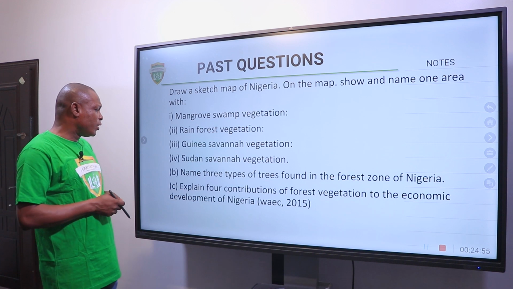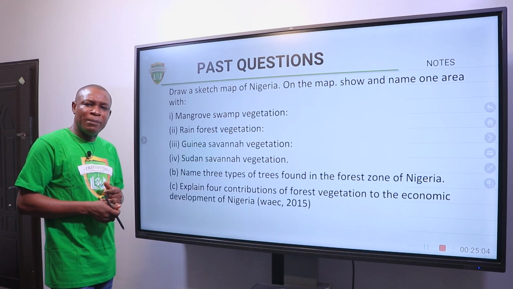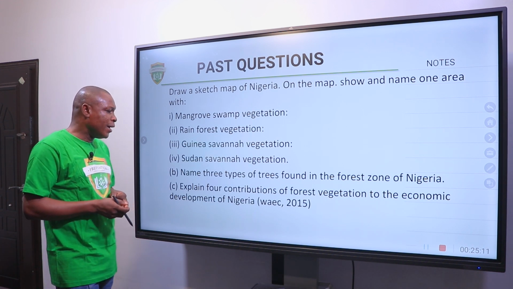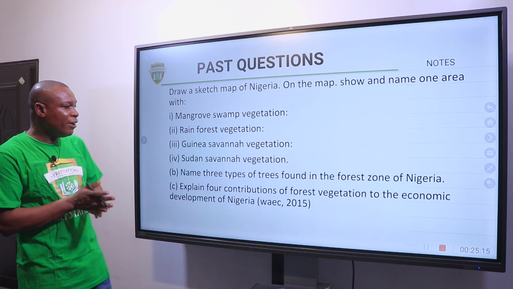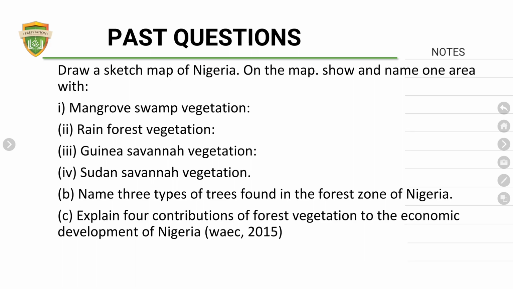The B part of the question, name 3 types of forests found in the forest zone of Nigeria. We can have mahogany, we can have iroko, we can have obeche, we can have ebony trees. These are some of the common species of trees found in the forest zone of Nigeria. Explain 4 contributions of forest vegetation to the economic development of Nigeria.